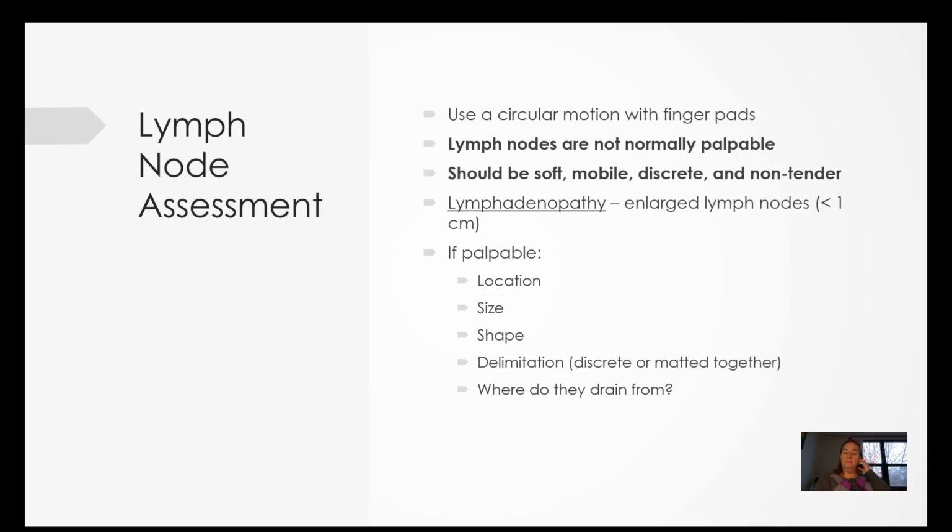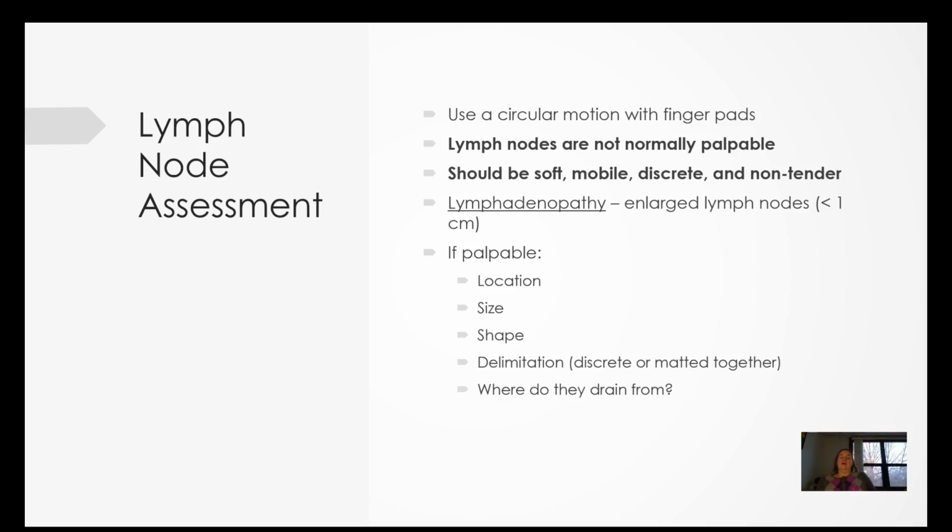When we do a lymph node assessment, we're going to use a circular motion with the pads of our fingers. You start here in front of the ears, and then go back behind the ears, just going in a small circular pattern. Lymph nodes should normally not be palpable, so you shouldn't be able to say, oh yeah, that's a lymph node. If you feel a lymph node, that's probably not a normal finding.